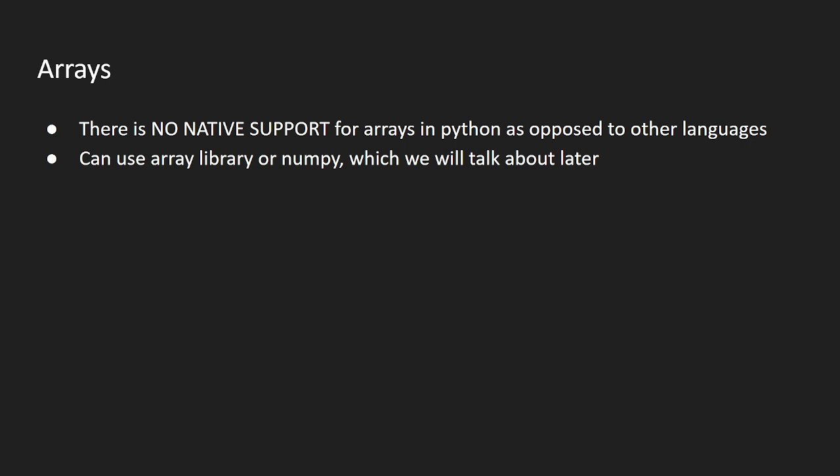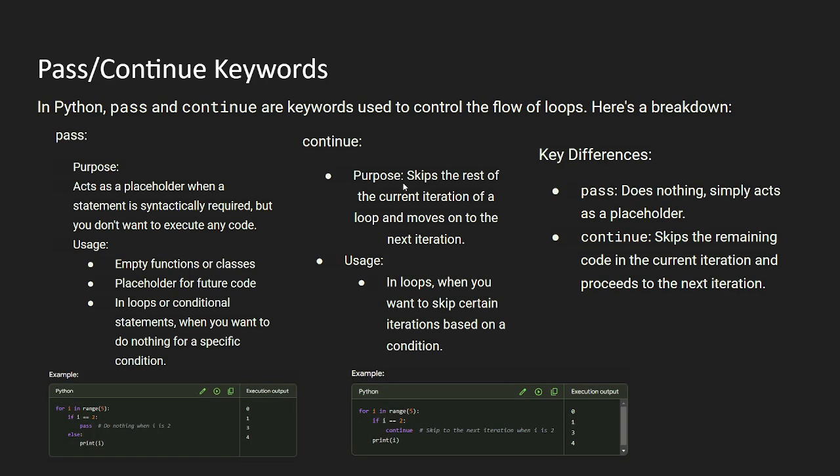Arrays: there's no native support for arrays in Python as opposed to other languages. This is very unique to Python. Almost every other language has arrays, but Python just doesn't for some reason. You can use an array library or NumPy, but that is for a later time.